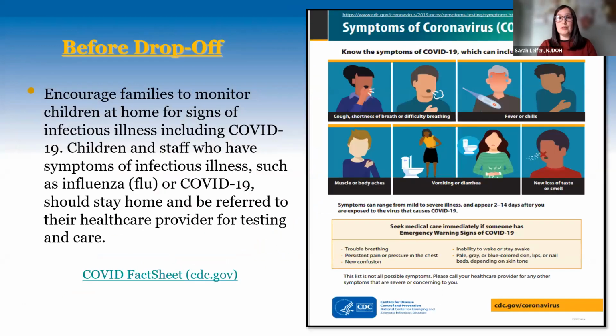And the first factor, which is mentioned on the infographic, actually discusses what should happen before the children that you service even show up at your doorstep. So the first thing that you want to try to ensure, if possible, is that sick children don't come to school. You'll want to try to encourage families to monitor children at home for signs of infectious disease, including signs and symptoms of COVID-19 and other, as Colleen mentioned, other infectious diseases. So cough, fever, etc. Children and staff who do have symptoms of infectious disease should be referred to their healthcare provider for evaluation and care.